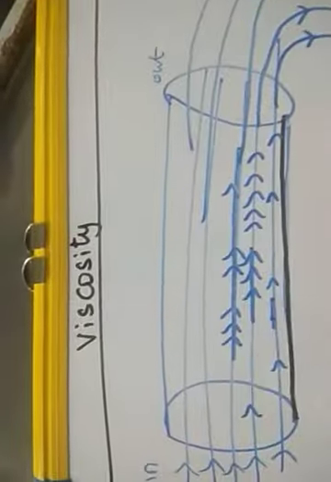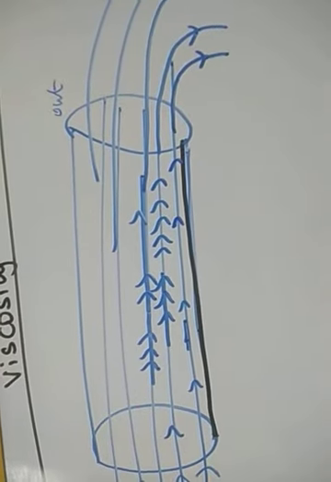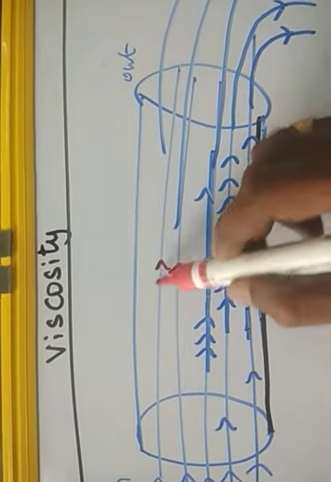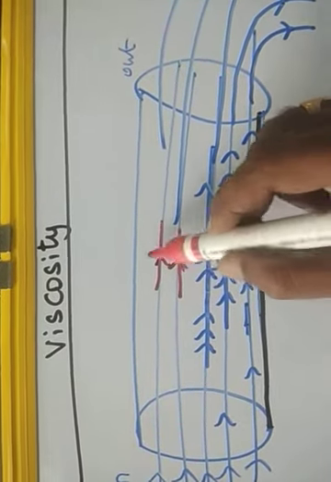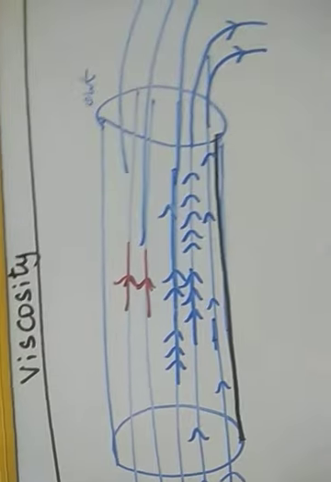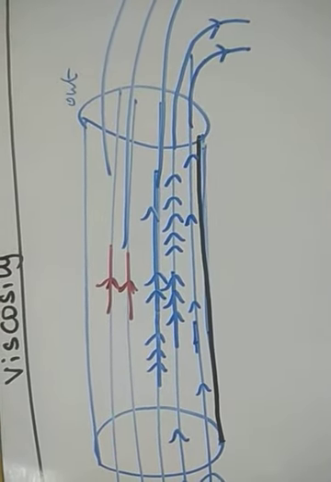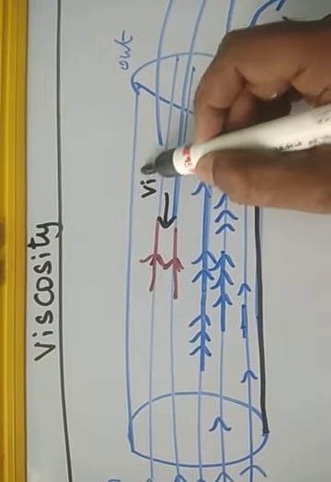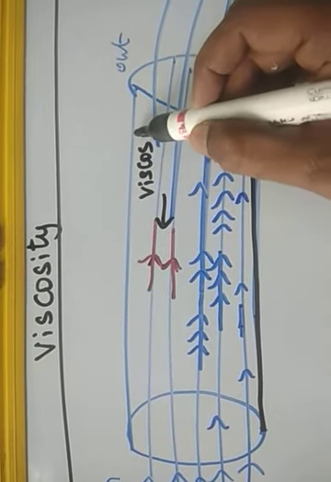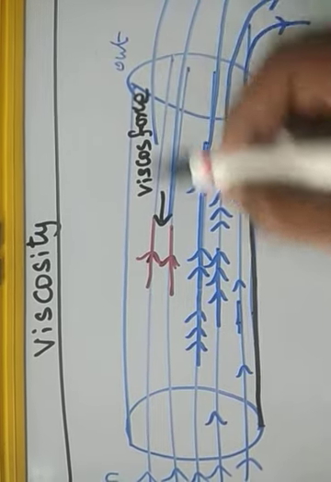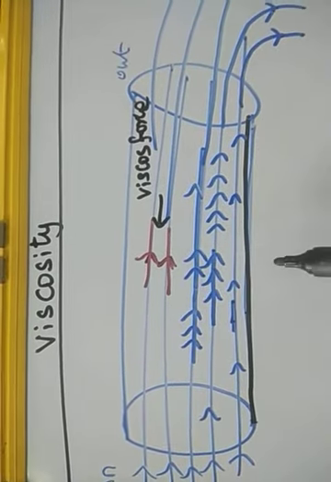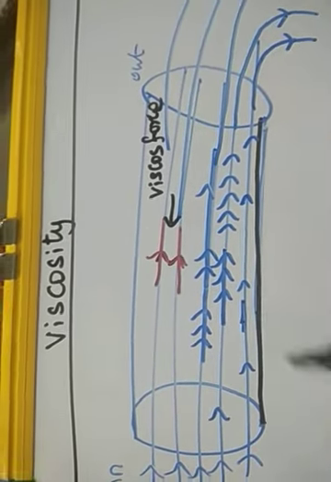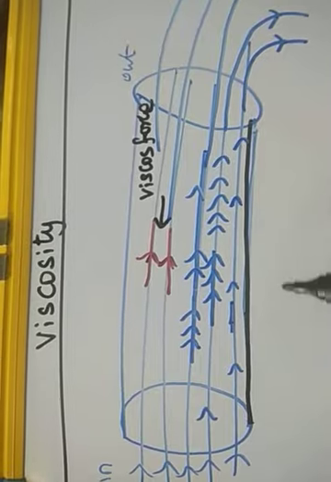So what is viscosity? Coming to the conclusion: viscosity is defined as follows. There is a relative motion between the two layers of the liquid. That relative motion will be opposed by a force called viscous force. Viscous force means a force which opposes the relative motion of the two liquid layers. That viscous force will reduce the velocity of the liquid layers' motion.